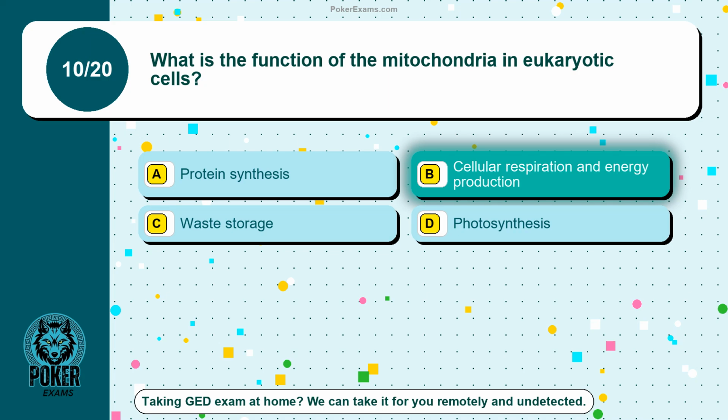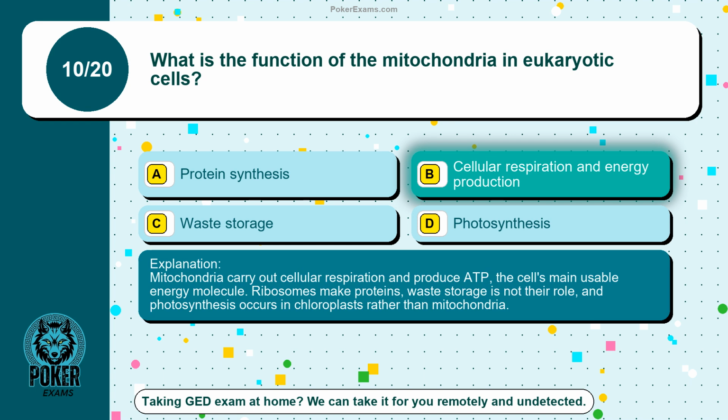The correct answer is option B. Cellular respiration and energy production. Mitochondria carry out cellular respiration and produce ADP, the cell's main usable energy molecule. Ribosomes make proteins, waste storage is not their role, and photosynthesis occurs in chloroplasts rather than mitochondria.